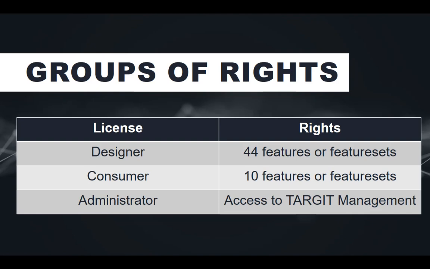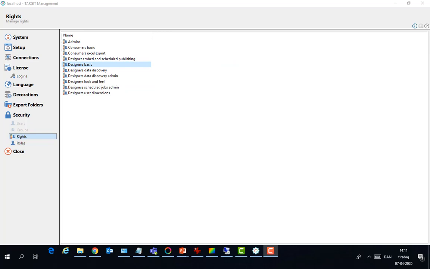Being an administrator in Target is a little special because you don't need a license as such, but you still need a set of rights that allows you to access Target Management. So here we are in Target Management on the Rights tab, where we assign licenses and are able to fine-tune rights. So this has nothing to do with access to data, it's just access to features.